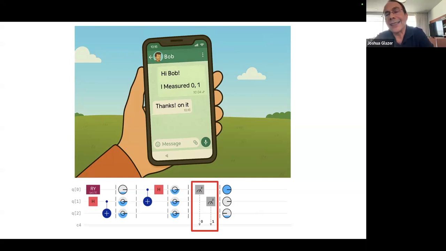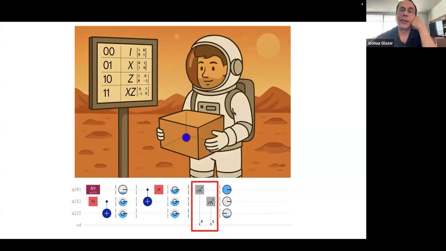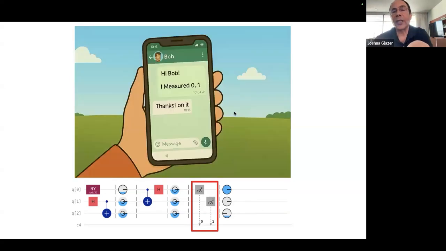But what you see here is that she sent a WhatsApp and it reached Bob after 12 minutes, right? And then something magical happens. Remember, she told him that she measured 0 or 1. She could measure 1, 1. She had 4 options, right?